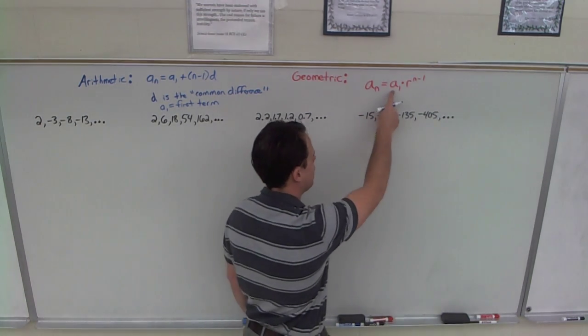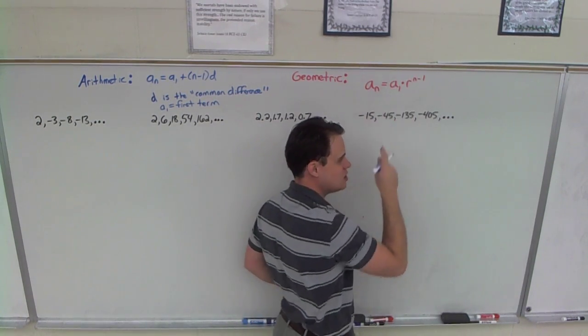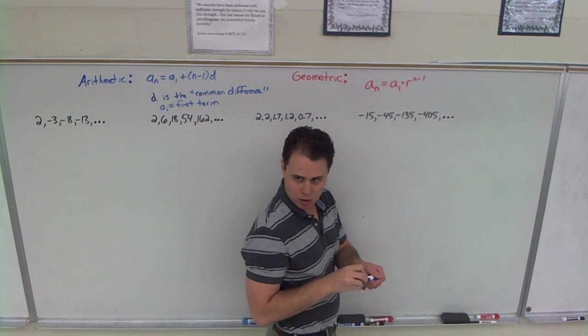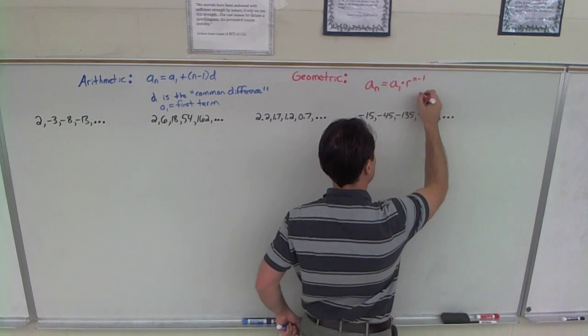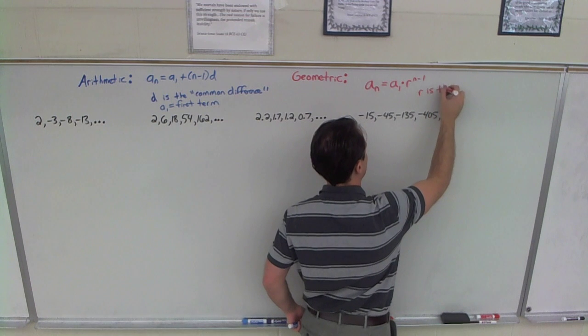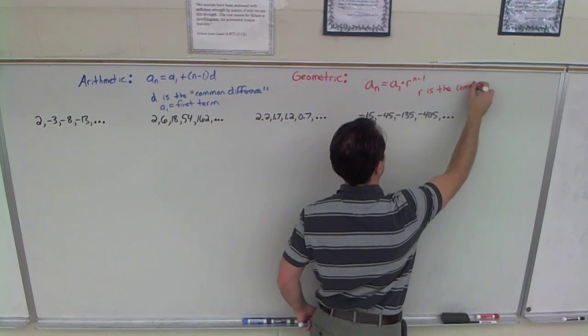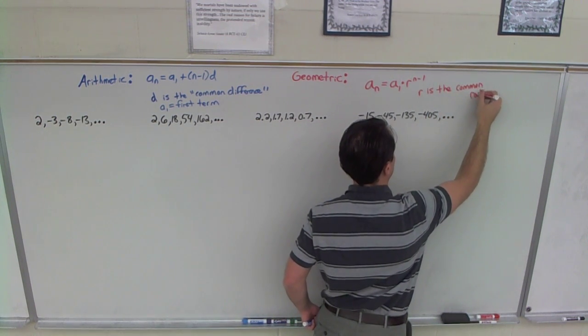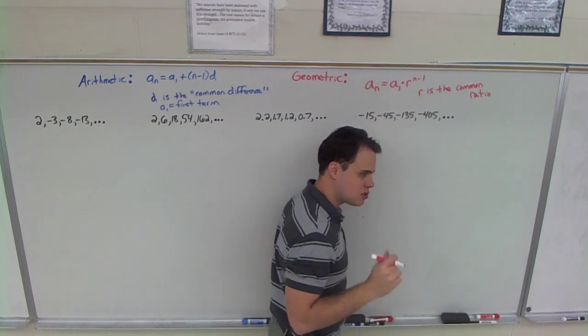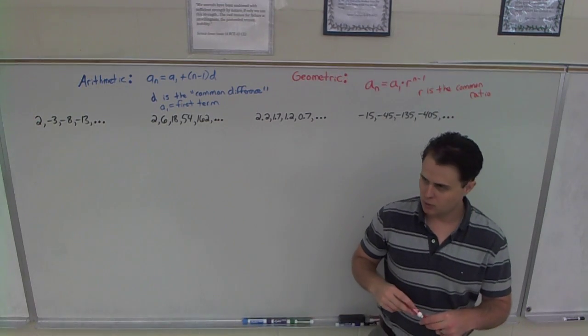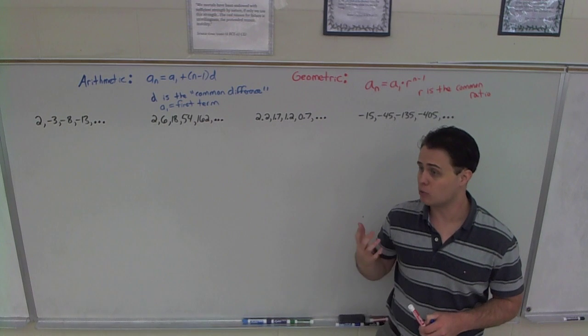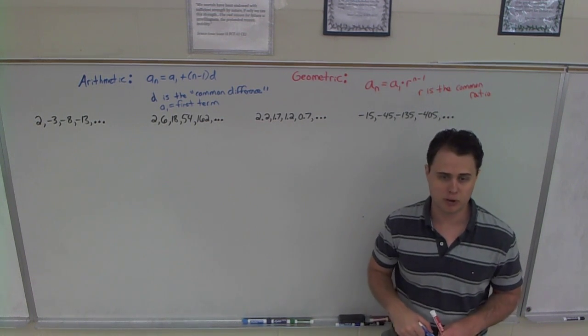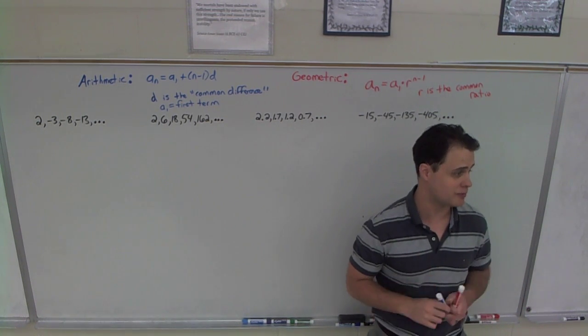So over here, we also have the first term, but we don't have a D, we have an R. And R is the, what do you guys think? Yeah, R is the common ratio that I was asking you guys to find. So I kind of mixed them up now. We're going to write down what the common ratio or difference is for each one, and then we're going to write down the actual sequence form, the explicit form.